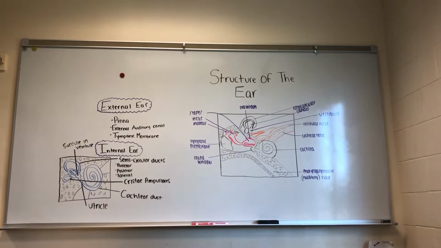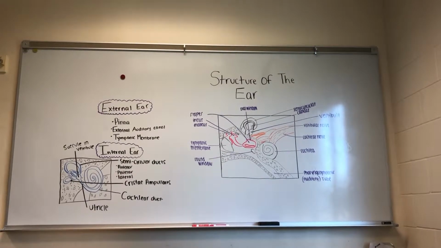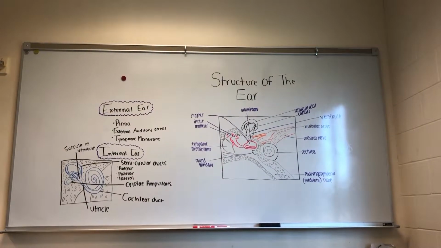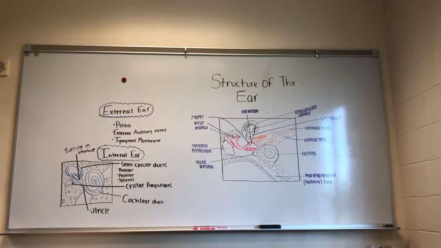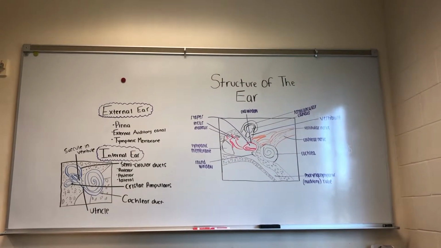First, we're going to start with the external ear, which contains the pinna. The pinna is the projection from the head of the ear made out of elastic cartilage and is covered by thin skin and occasional hair.